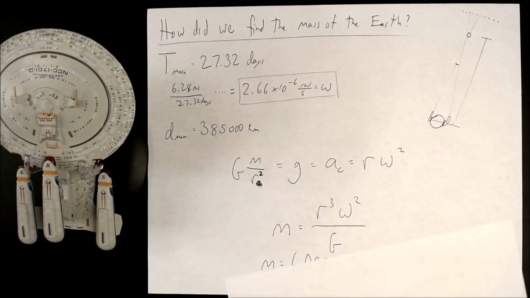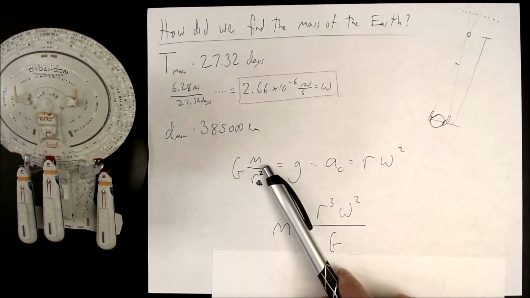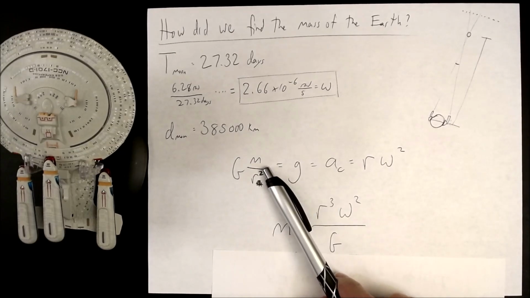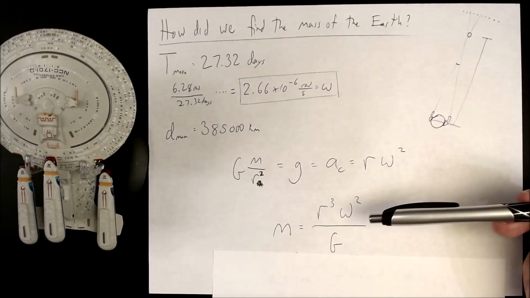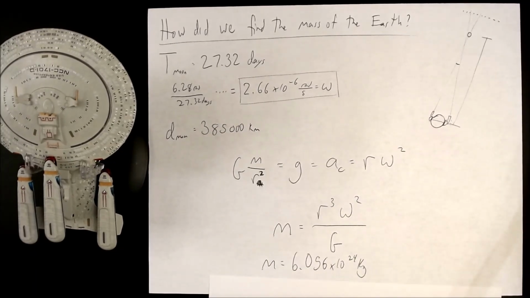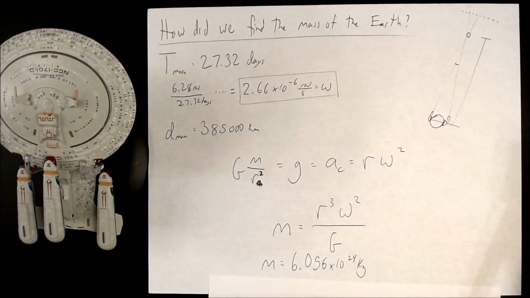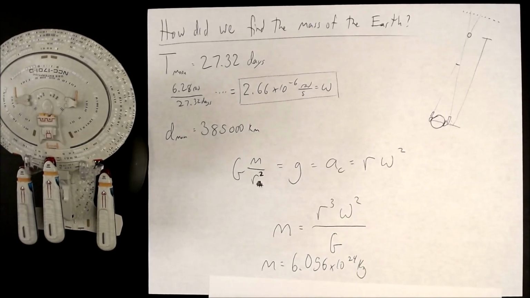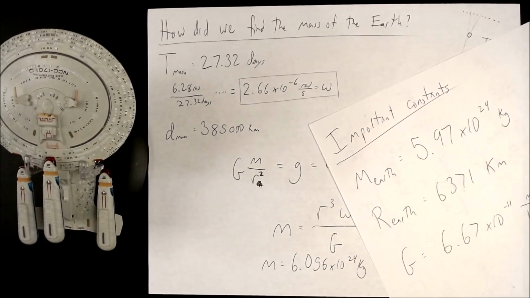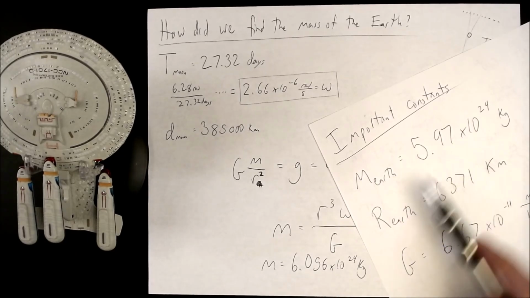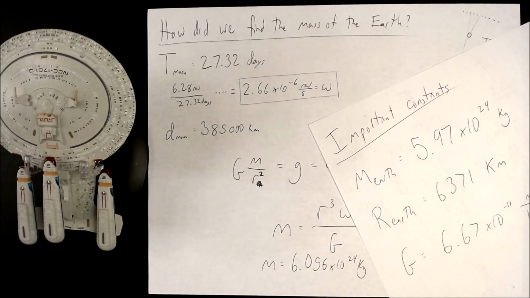You do the algebra, and you find that the mass of the Earth, which is going to be that M right there, the gravitating mass, is equal to r cubed omega squared over G. We know r, we know omega, we know G. And we get a mass of the Earth of 6.056 times 10 to the 24 kilograms. That's actually off from the accepted value of 5.97 times 10 to the 24 kilograms. Not by very much. We're off by about 1% between these two.